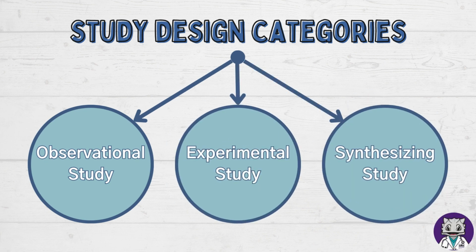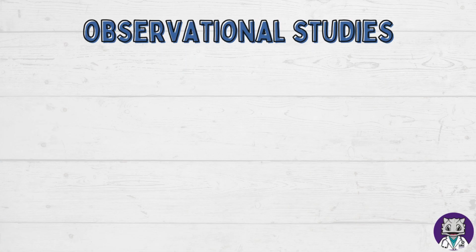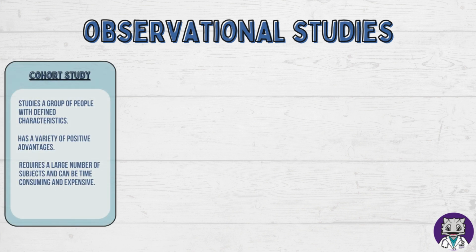Broadly, study designs fall into three different categories: observational, experimental, and synthesizing studies. Observational studies involve observing subjects without manipulating the study environment. Let's break down the four categories of observational studies. First, we have cohort studies.